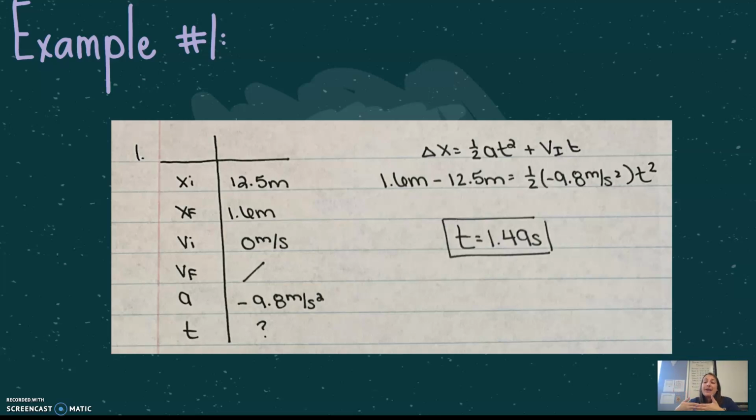Now, the nice thing about a gravity problem or a free fall problem is that you can automatically put in that acceleration is negative 9.8. And then we're trying to solve for the time. So we plug everything in and we get that the time is 1.49 seconds.